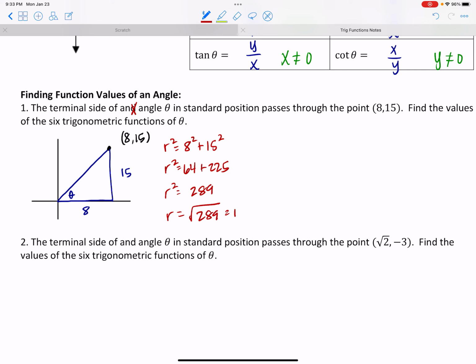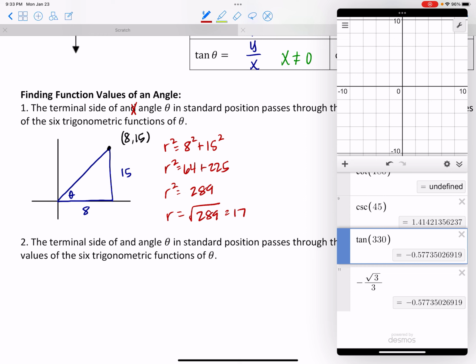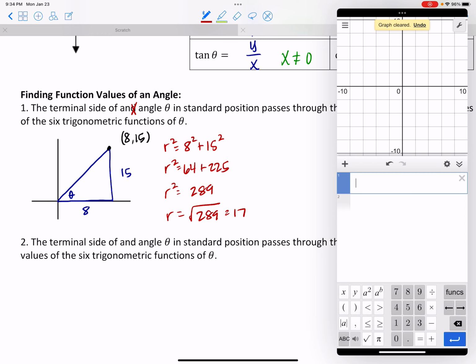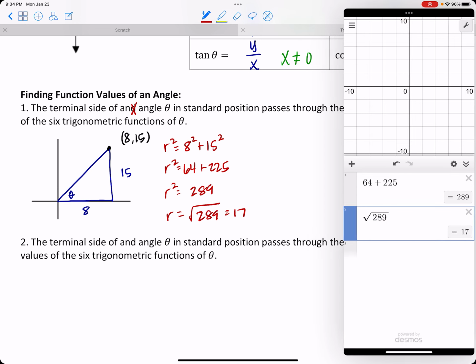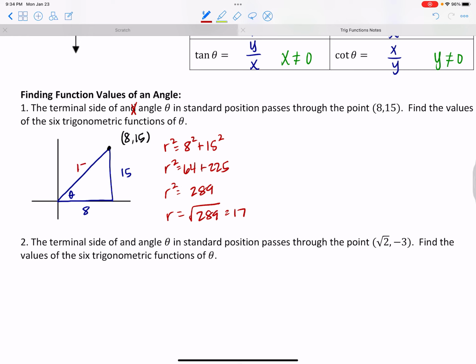Let me go ahead and use the calculator just to be safe. So we have 64, we're adding 225, and then we're going to take the square root of that 289, and yeah, 17. Okay, so now I know that this length is going to be 17. So now that I have all 3 pieces, I have my x, which was given to me, I had my y which was given to me, those are the coordinates I was given. Using those I was also able to establish the radius. Since I have x and y and r, I should be able to write all 6 trig functions.